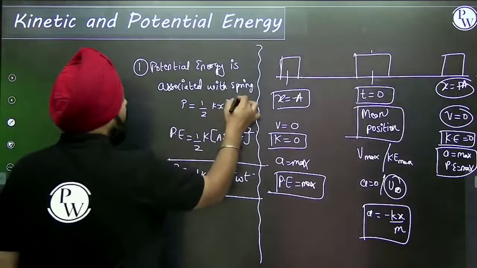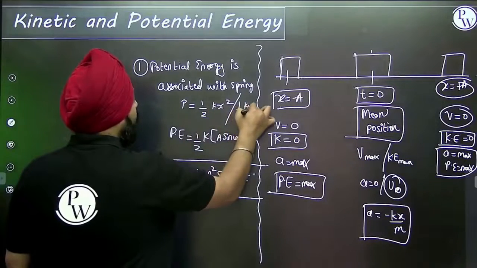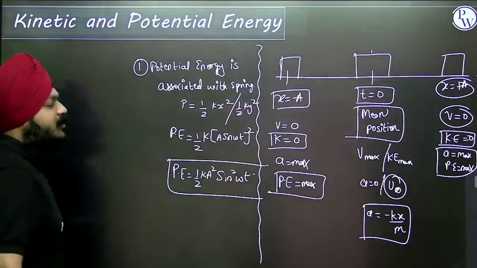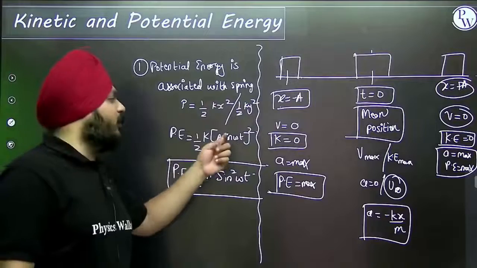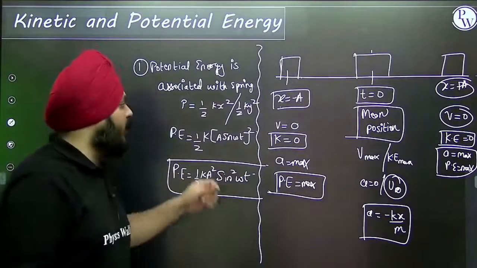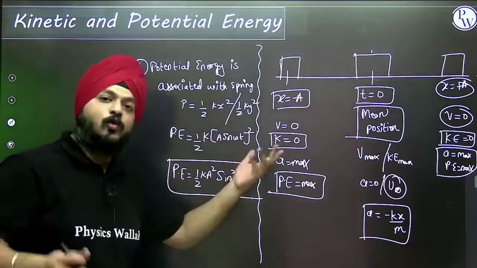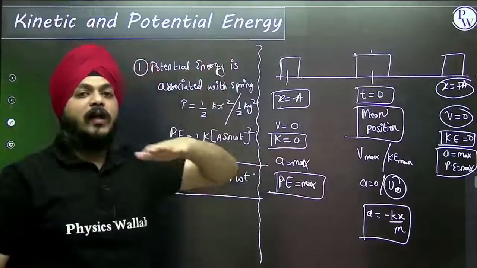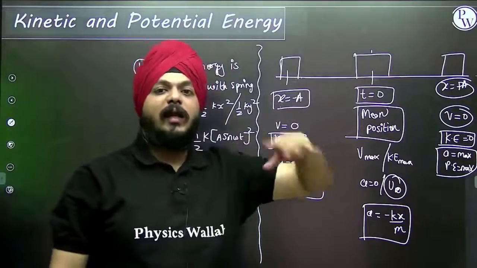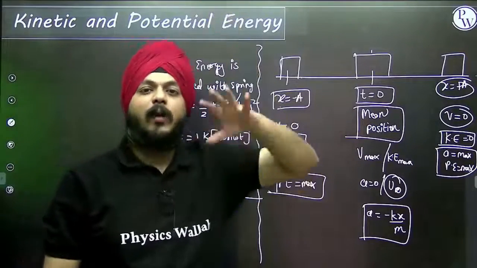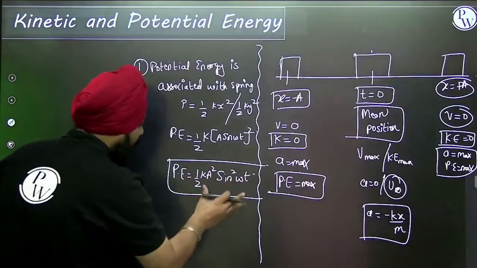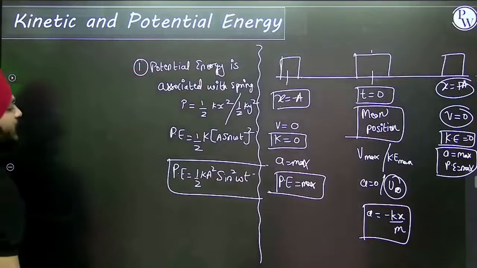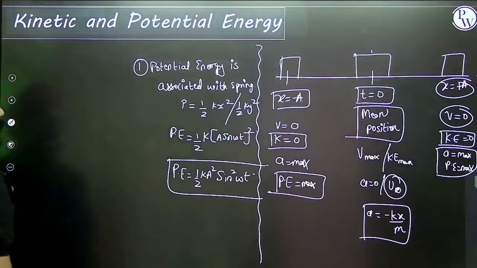Another equation is half ky square. I have replaced the equation of y. Some students might get confused: sir, you have replaced the equation of x and you are writing here a sine omega t, you should write a cos omega t. It's okay. SHM happens in both directions. If it is happening along x, then it is a cos omega t. If it's happening along y, it depends. So this is the equation of the potential energy.